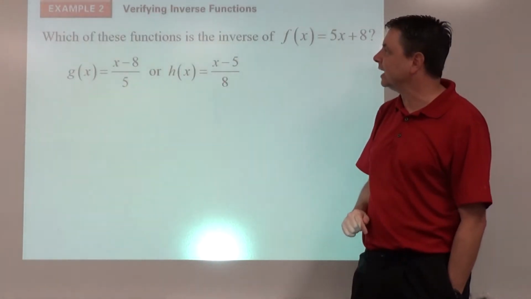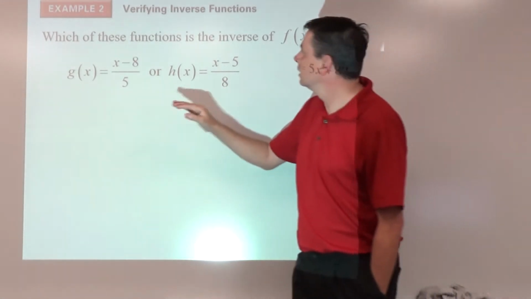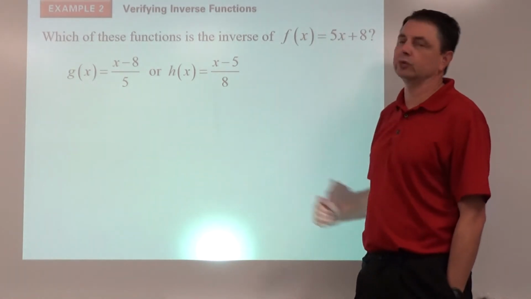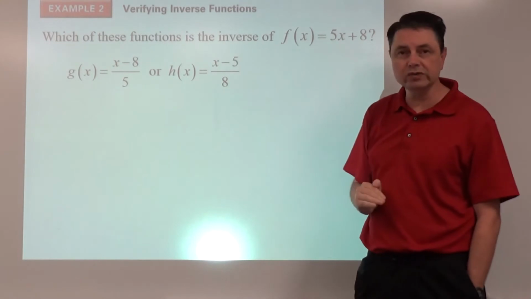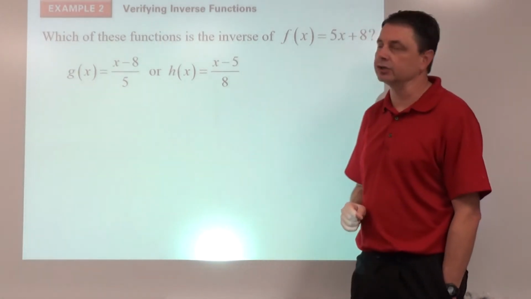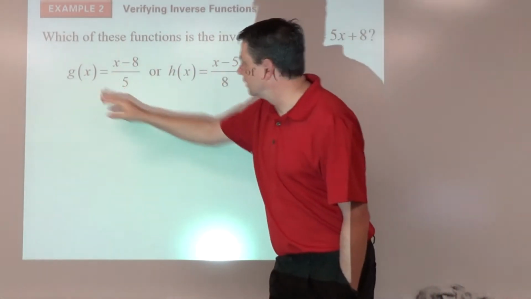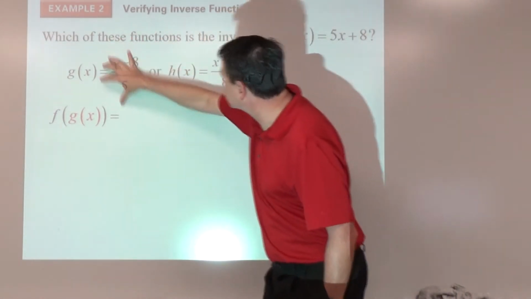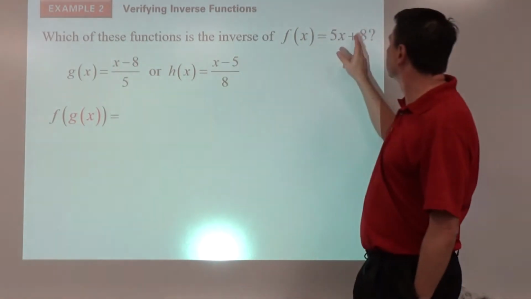But before we get to that, actually we are going to get to that, verify which of these happens to be inverses. So we've got these three functions. We need to compose them, and if we get an answer of x, then we know that they should be inverses. So if we try f of g of x first, which means we're going to take the g function and plug it in here. So 5 times this plus 8.